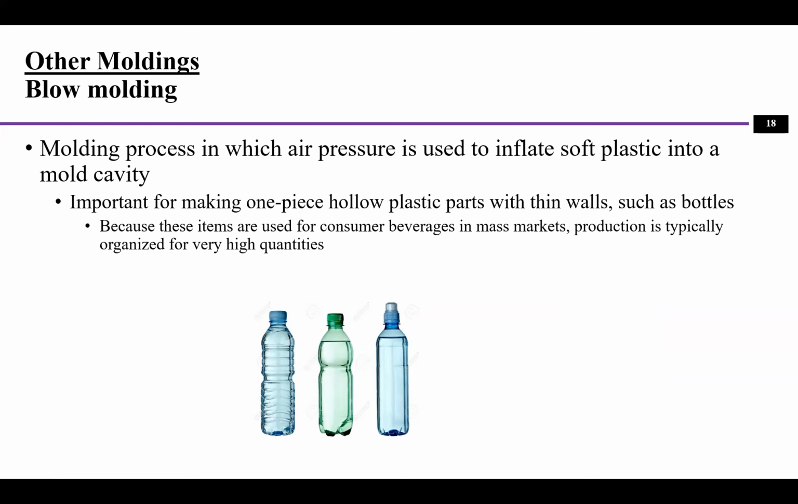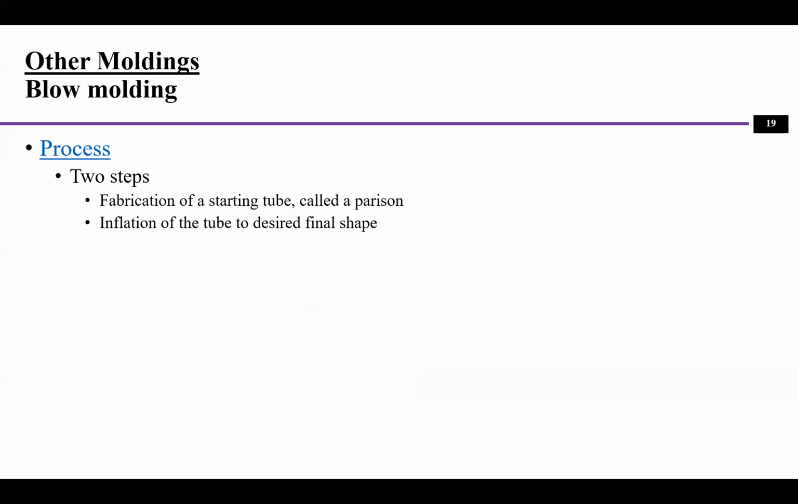Why we call it blow molding means we are blowing air into the mold, right? Into the mold, and then to shape the product. And please watch this video to have a better idea of how this blow molding is used in industrial manufacturing processes.